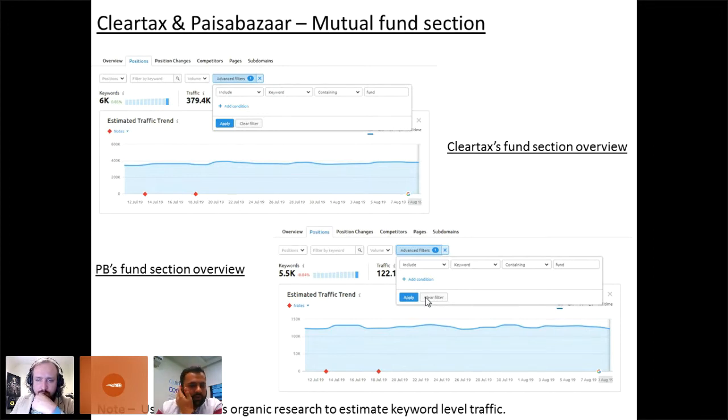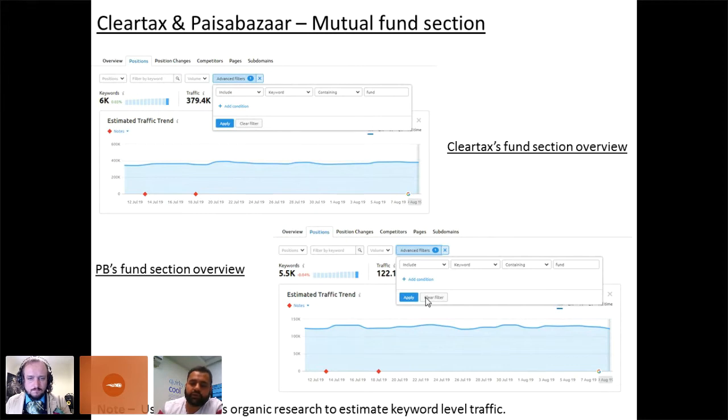What exactly I wanted to achieve here is to see what the overall market is. If you see, there are 6K keywords contributing to ClearTax's campaign and around 5.5K keywords that contribute to Paisabazaar's campaign. So typically it's a market where you can win. There's potential for ClearTax to grab on to more traffic of 102K.